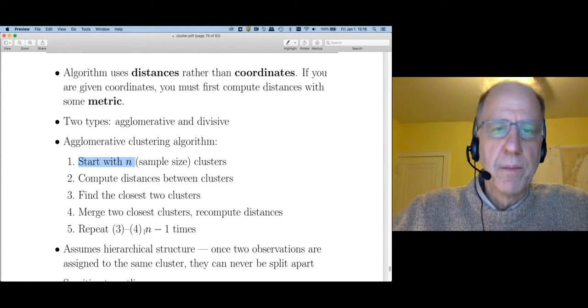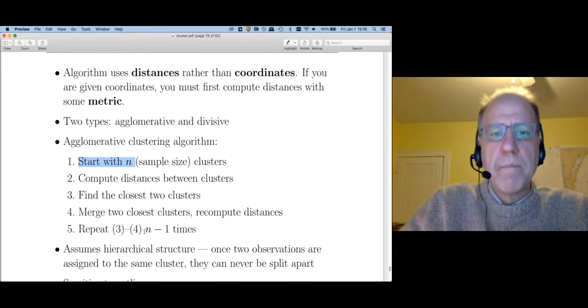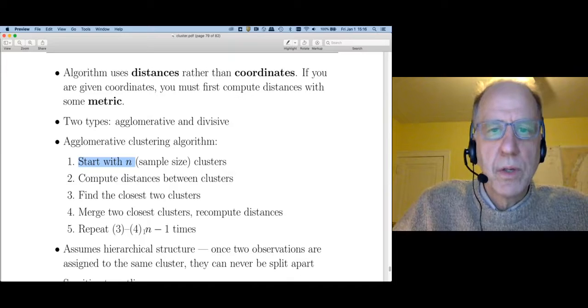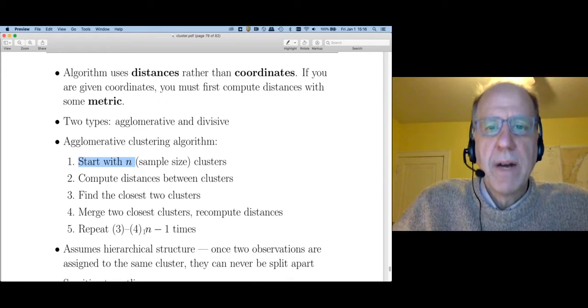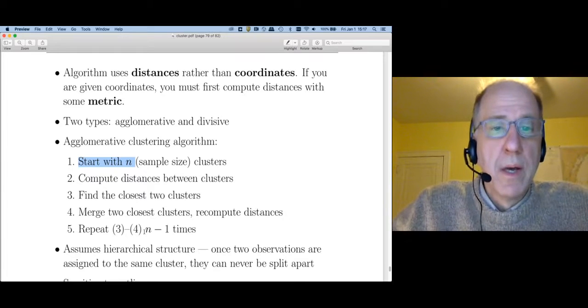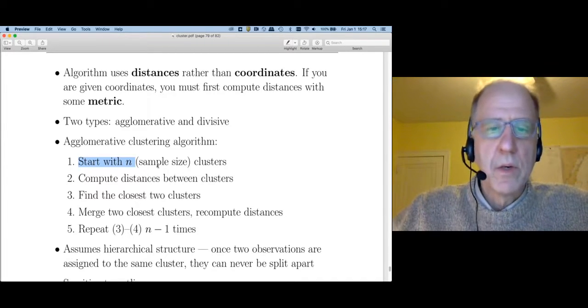The divisive approach does the opposite. We start with one giant cluster and we say, what's the best way to divide this cluster into two clusters? Then we say, well, of these two clusters, what's the best way that I could divide it further? As we let the algorithm run to completion, we'll end up with every observation being its own cluster.